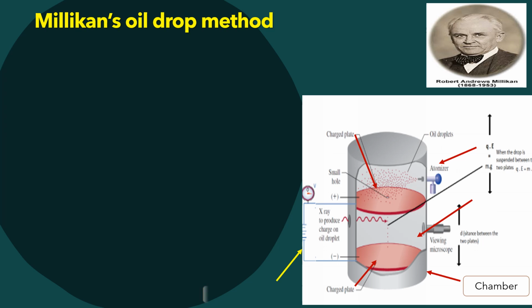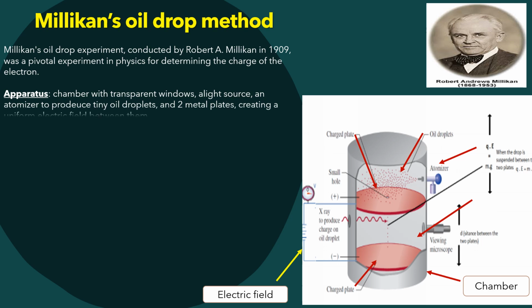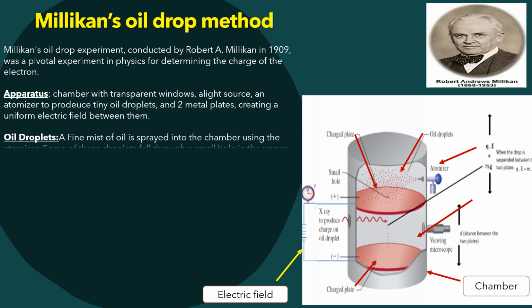So, in this method, oil droplets in the form of mist produced by the atomizer were allowed to enter through a tiny hole in the upper plate of the electrical condenser. The downward motion of these droplets was viewed through a tube equipped with a micrometer eyepiece. By measuring the rate of fall of these droplets, Millikan was able to measure the mass of the oil droplets.